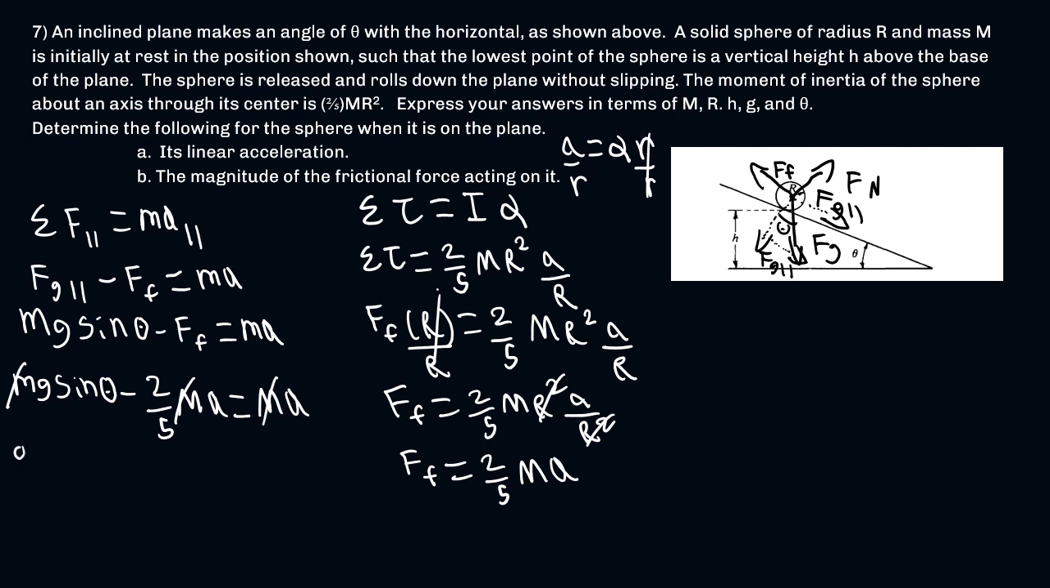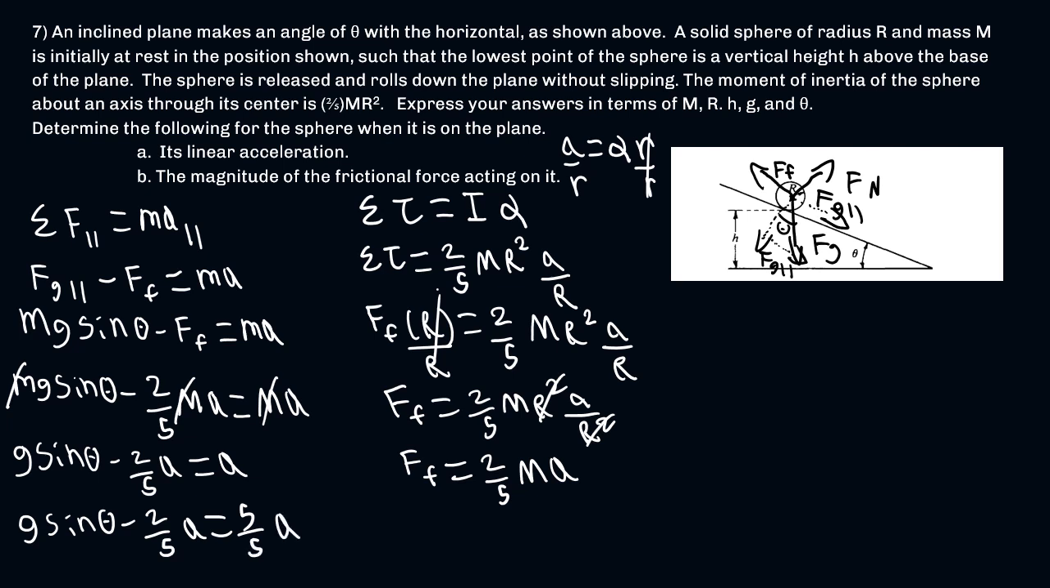So I should be left with here g sine theta minus 2/5 my acceleration is equal to acceleration. What I'm going to do here, just to make my life a little bit easier because we're working with fractions, I have here 2/5 on this side. This is essentially 1 times acceleration. So I have here g sine theta minus 2/5 my acceleration is equal to 5 over 5 times my acceleration.